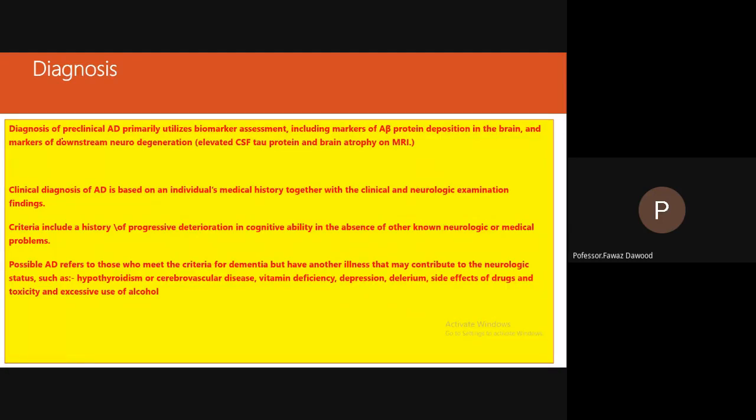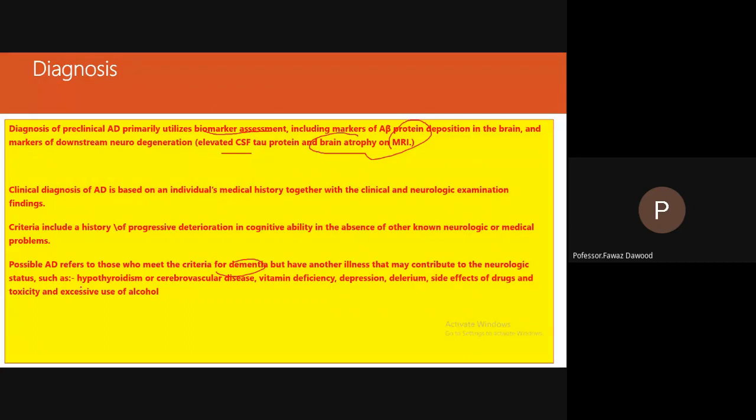This is the way that we could make a diagnosis of preclinical Alzheimer's disease. We could demonstrate the biomarker assessment, even by taking the cerebrospinal fluid. And after taking MRI, we could demonstrate that there will be brain atrophy. And as a result of that, the Alzheimer's patient may complain from dementia, and any neurological status may be associated with that.